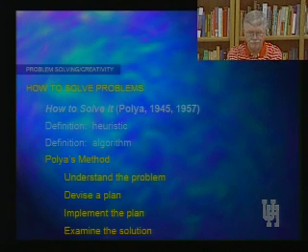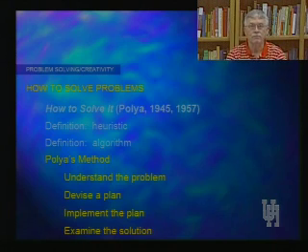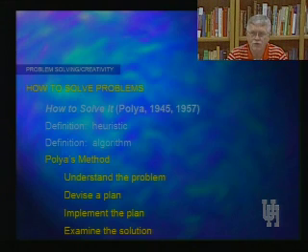Examine the solution. Was it adequate? Did it solve the problem? Was it efficient? Does it generalize to other kinds of problems that we might solve in the future using elements of this particular plan, and so forth?